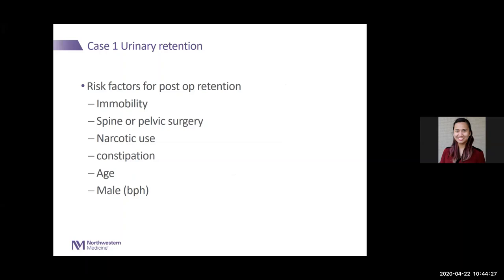Typically no, right? Post-op retention, there's risk factors for this. Men with bilateral hernias actually are at a pretty high risk. I think about 15 to 30% of them can have retention afterwards. So think risk factors for post-op retention. Any of you that have done consults on urology and gotten called by ortho and neurosurgery repeatedly: immobility, spine or pelvic surgery, narcotic use, constipation, and age. So if you're going to do urodynamics in that patient, what is the question, right?